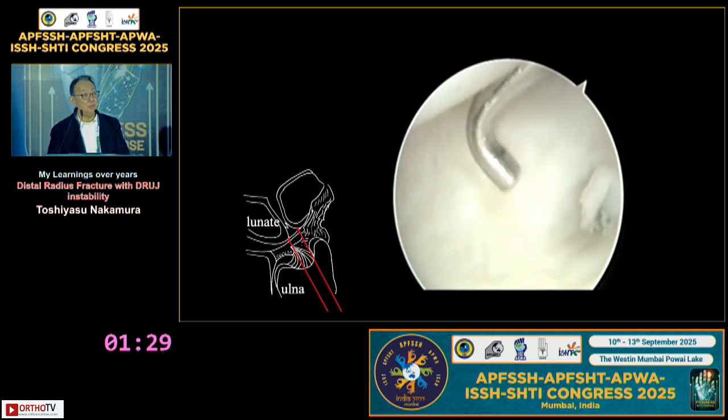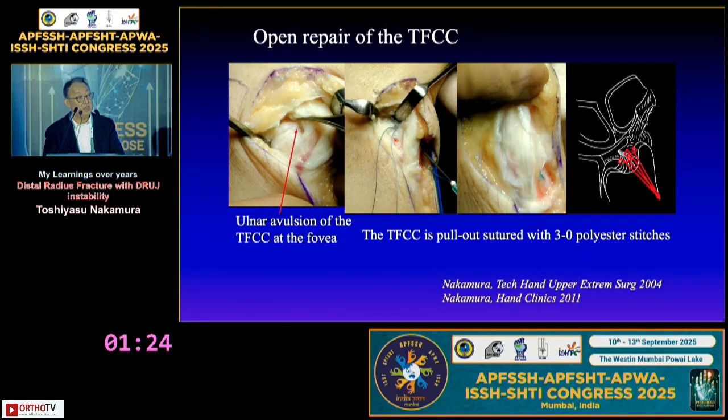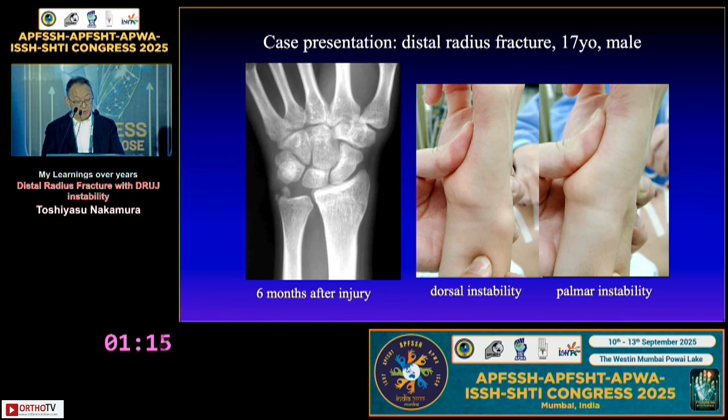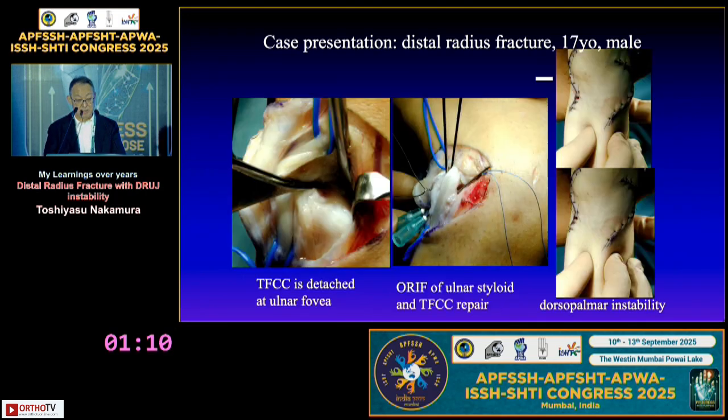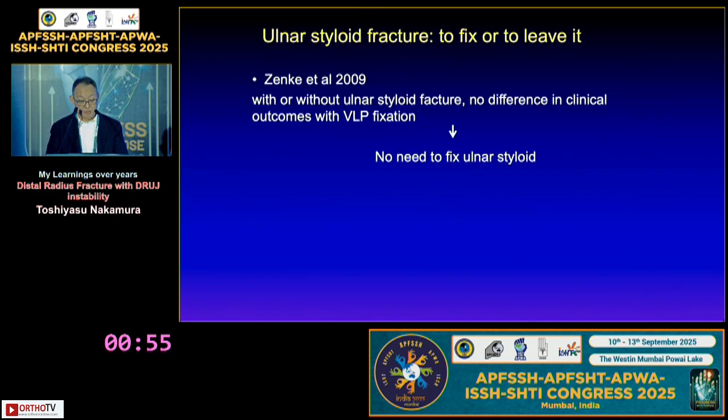If the patient is treated 6 months or 1 year after the initial fracture, then normally I do an open repair of the TFCC. This case shows a radius fracture that was treated conservatively. However, 6 months after the injury, he complained of severe DRUJ instability. Then I fixed the ulnar styloid with an open repair of the TFCC, and the result was excellent. Five years later, he has normal sports activity with skiing and rugby football.